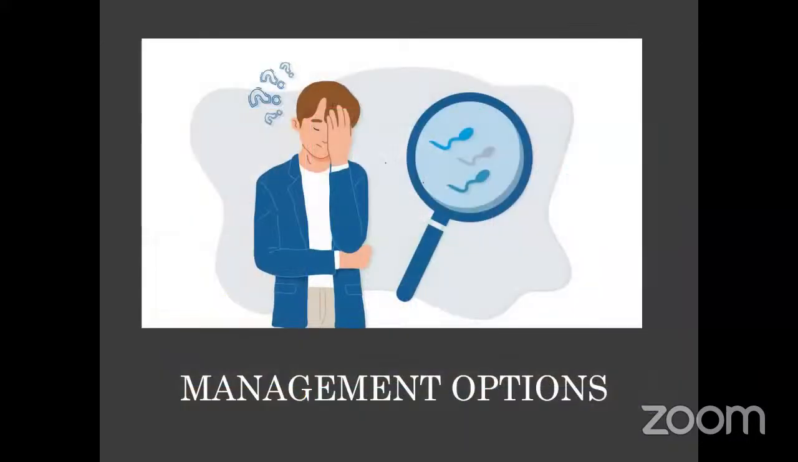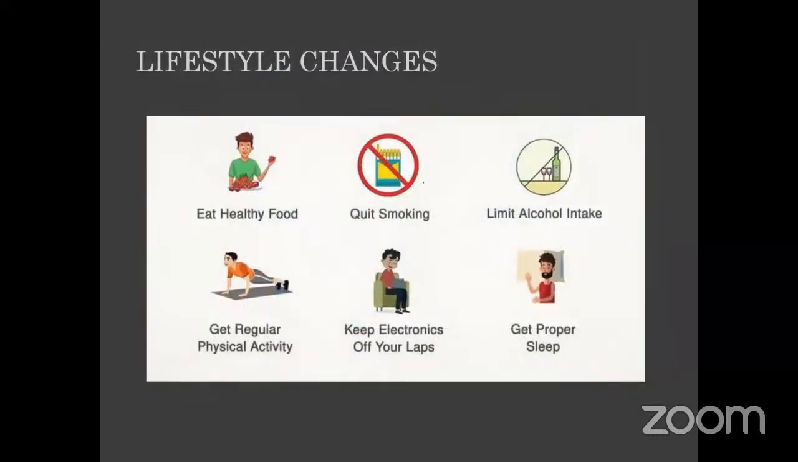Now, once we have identified the root cause, what are our management options? Next. So, first and foremost, I always tell all my patients to go for lifestyle changes. This may be just lifestyle changes alone, or maybe in combination with medical therapies. The male partner has to be encouraged to eat healthy food, home cooked, freshly prepared food, which is rich in vegetables and fruits. Quit smoking. Smoking is one of the biggest factors which damages the sperm DNA and is responsible for a reduced count and motility. So, smoking has to be completely stopped.